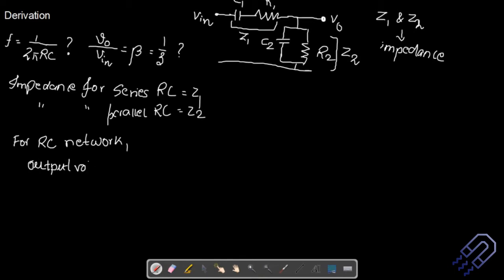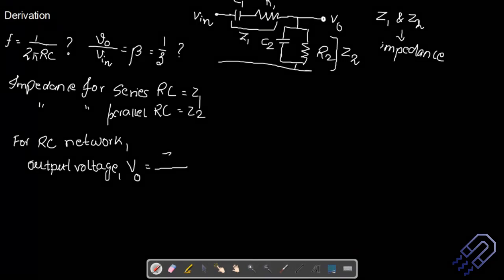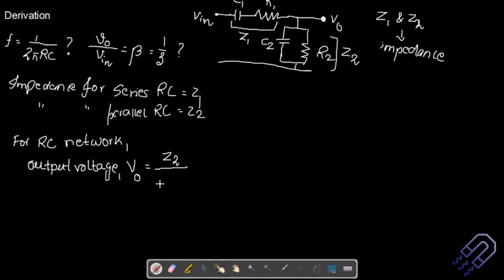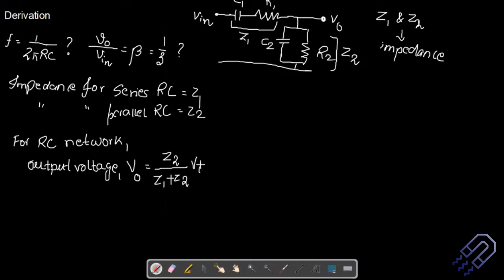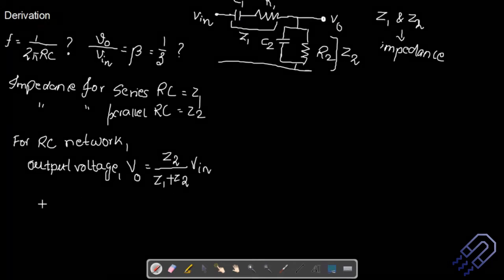Everything is derivation here, so I suggest all of you just keep writing and try to understand this. The output voltage is V0, and this voltage is actually taken across this particular impedance, Z2. Using the voltage divider rule, this would be Z2 divided by the total impedance, Z1 plus Z2, and then we have got the input, Vin. Now the question is, I have to find what is Z2 and what is Z1.